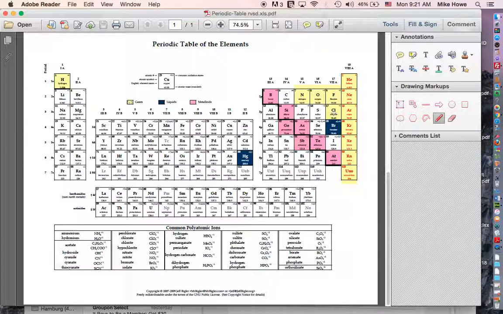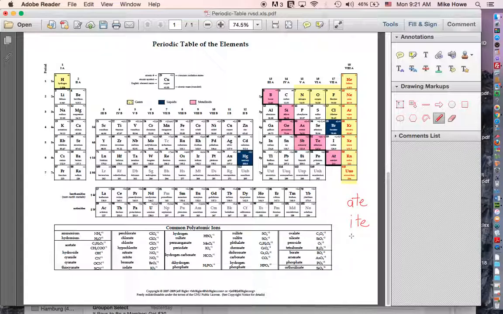The number of oxygens that's most common is indicated with an ATE ending. If there's one less oxygen than the most common number, we end the name in ITE. So the names will either end in ATE, the most common, or ITE, one less.